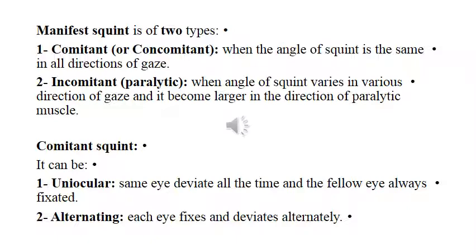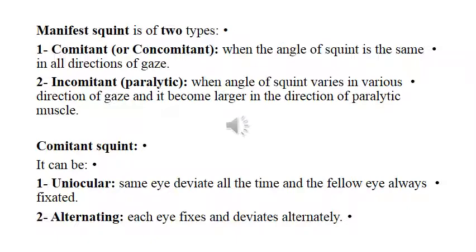Now we come to the details of the manifest sequent. We said earlier, manifest sequent, when both eyes are open, one of them is deviated. This is manifest sequent. It's either comitant or incomitant. This is not another classification, let's say. This is part of the general picture of sequent. Comitant or concomitant, the angle of deviation, the angle of sequent, is the same in all directions of gaze. Whenever the patient looks, it's the same angle of deviation, the same degree of sequent.